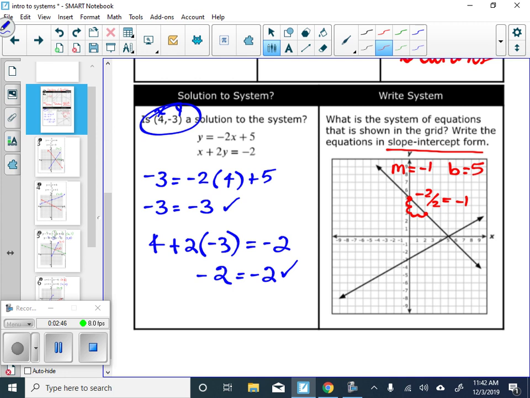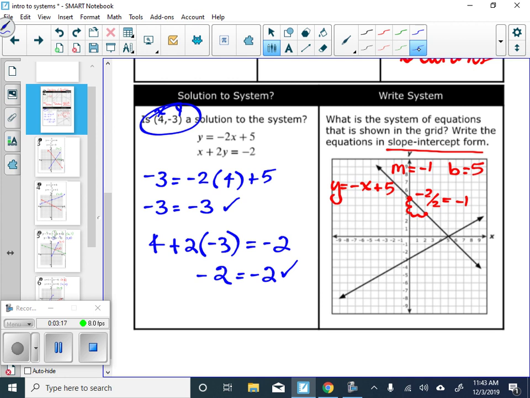Questions so far? If I want to write this equation in slope-intercept form, what's it going to look like? Y equals m, which is -1, but they're always going to leave the 1 off. So my equation is going to be y = -x + 5 because my y-intercept is positive. Is that okay?